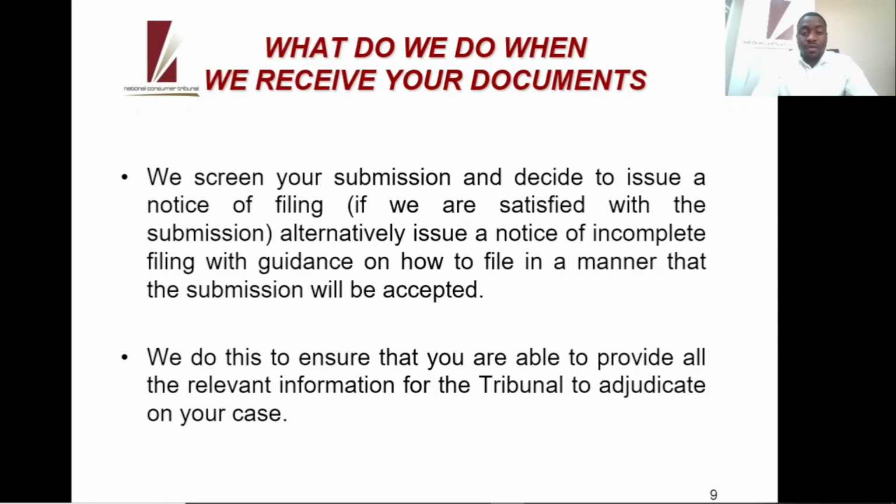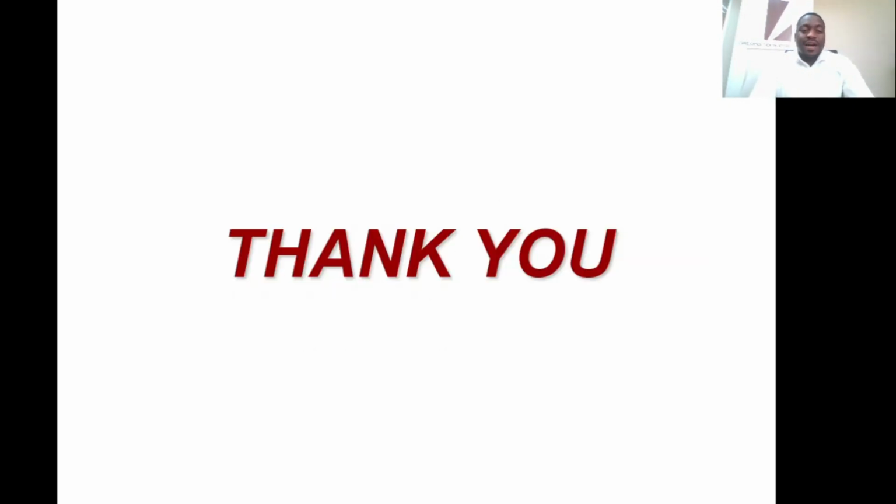Once we receive your documents, we screen your submission and decide to issue a notice of filing. However, that is if we are satisfied with the submission. Alternatively, we issue a notice of incomplete filing with guidance on how to file in a manner that the submission will be accepted. We do this to ensure that you are able to provide all the relevant information for the tribunal to adjudicate on your case. And that is how to file an application to review a decision not to issue a clearance certificate in terms of Section 71(3) of the National Credit Act.